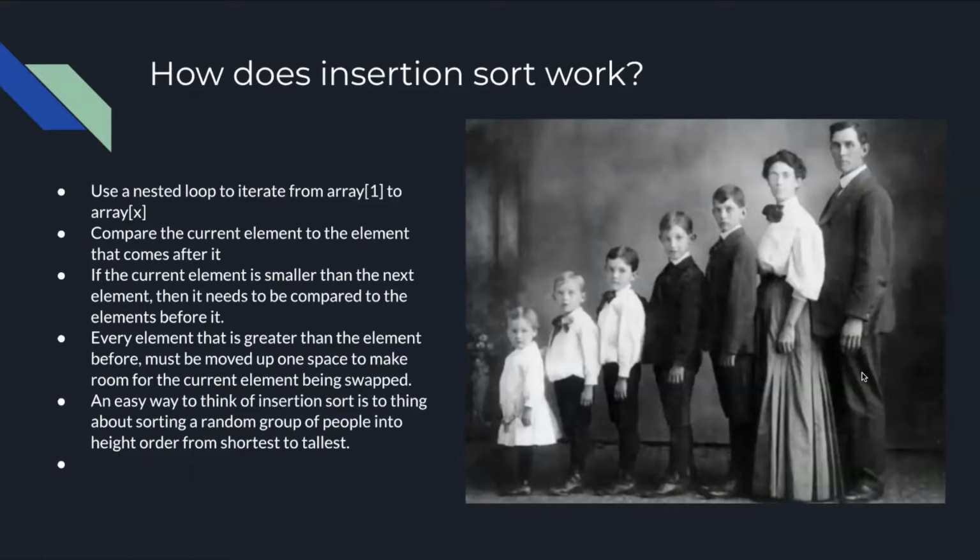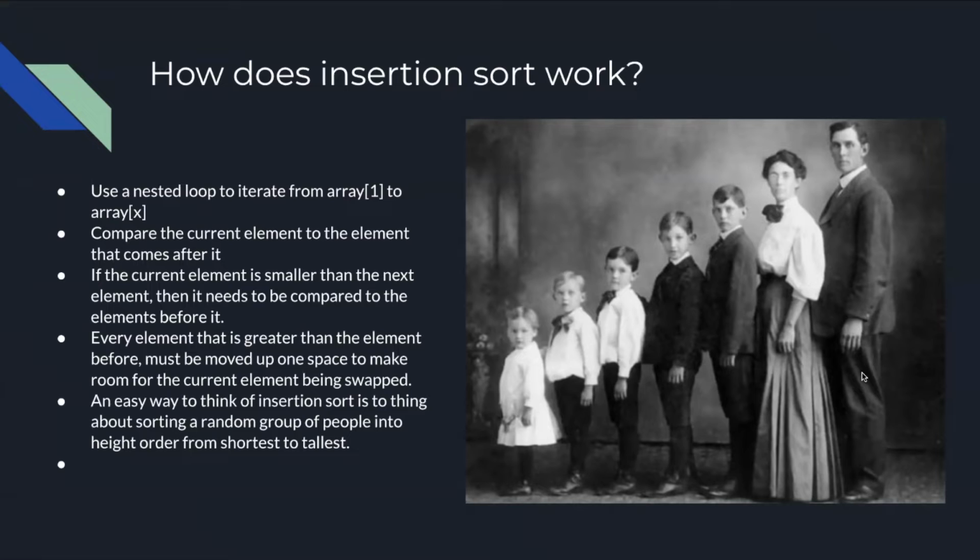How does insertion sort work? It's a nested loop to iterate from array 1 to array x. It compares the current element to the element that comes after it. If the element that comes after it is smaller than the next element, then it needs to be compared to the element before it. Every element that is greater than the element before must be moved up one space to make room for the current element being swapped.